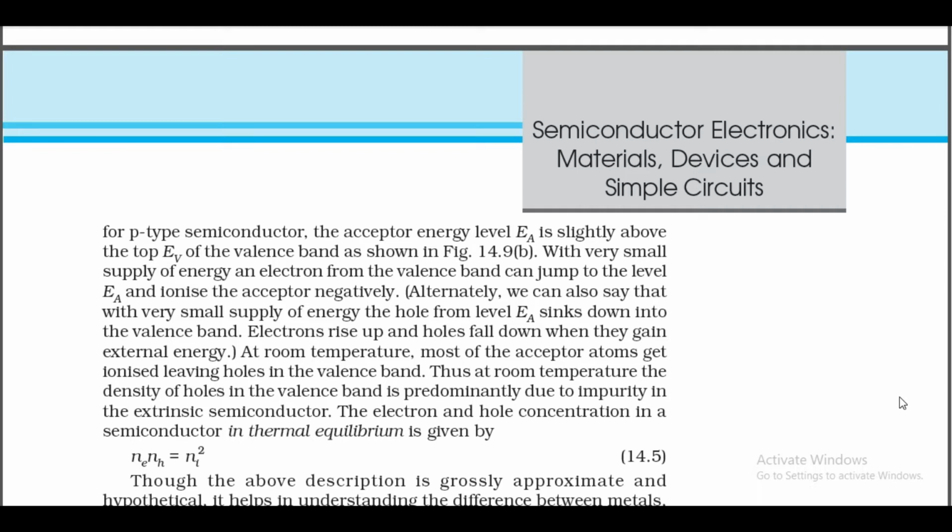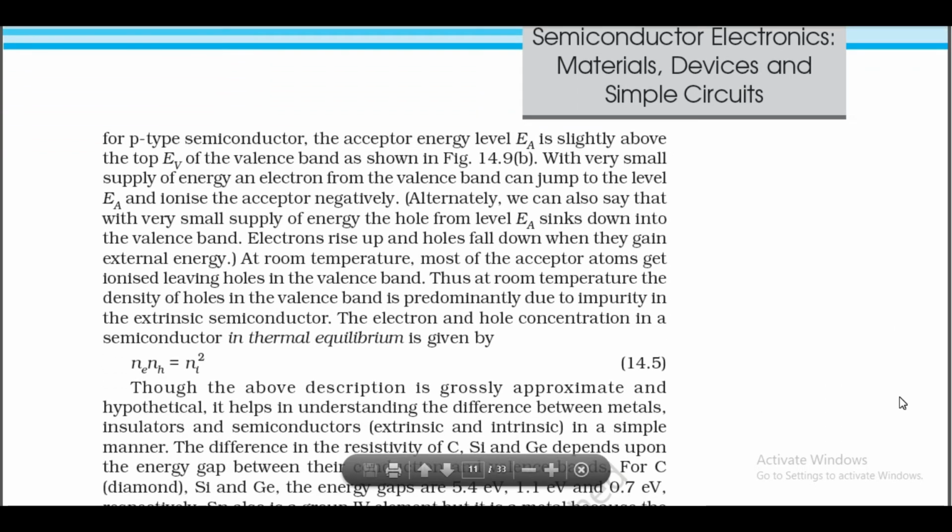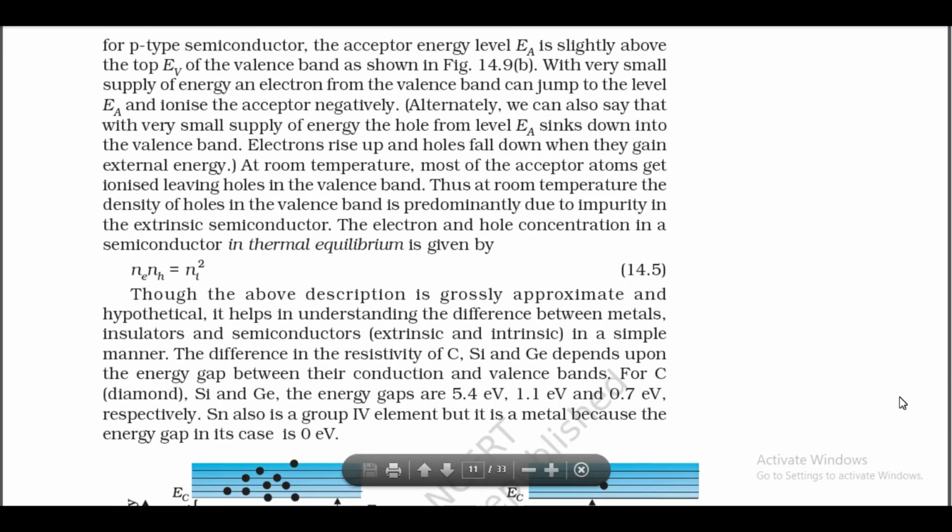At room temperature, most of the acceptor atoms get ionized, leaving holes in the valence band. Thus, at room temperature, the density of holes in the valence band is predominantly due to impurity in the extrinsic semiconductor. The electron and hole concentration in a semiconductor in thermal equilibrium is given by n_e n_h = n_i squared.